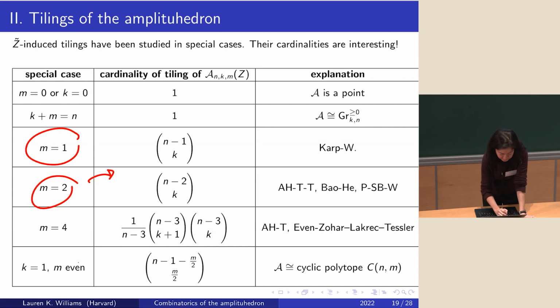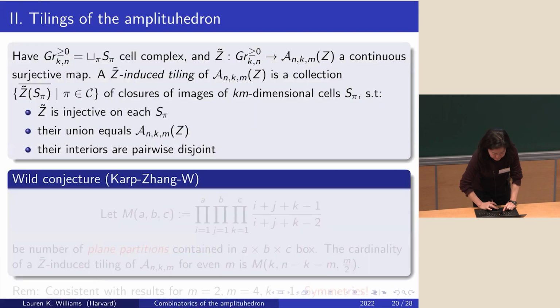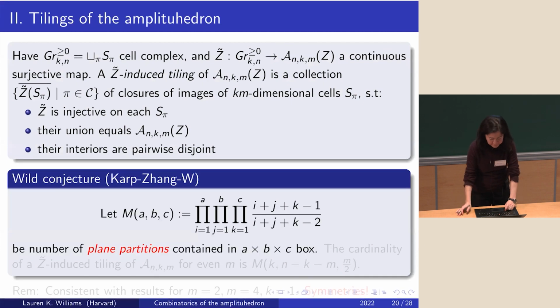When k is 1 and m is even, you get a different binomial coefficient. And when m is 4, you get these Narayana numbers. Okay, so these sizes of these tilings are very interesting combinatorially. And then you can say, well, can I generalize the numbers here? And I'll tell you what's the natural generalization of those numbers.